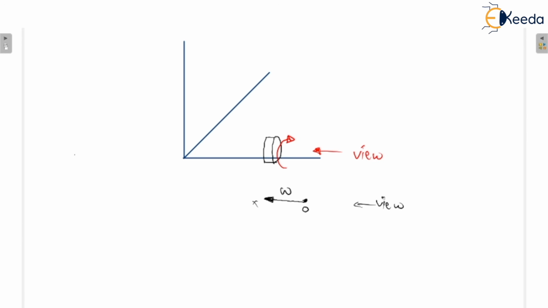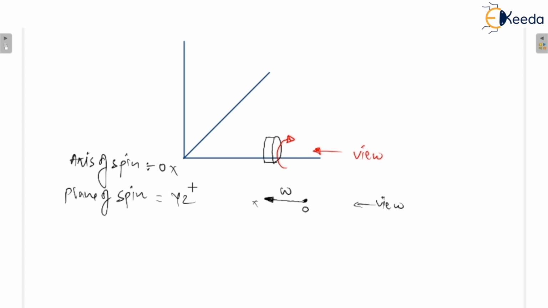Okay, so what would be the axis of the spin? Axis of spin would become OX, and the plane of spin would become YZ. Similarly, you can calculate the axis of spin for many possibilities.